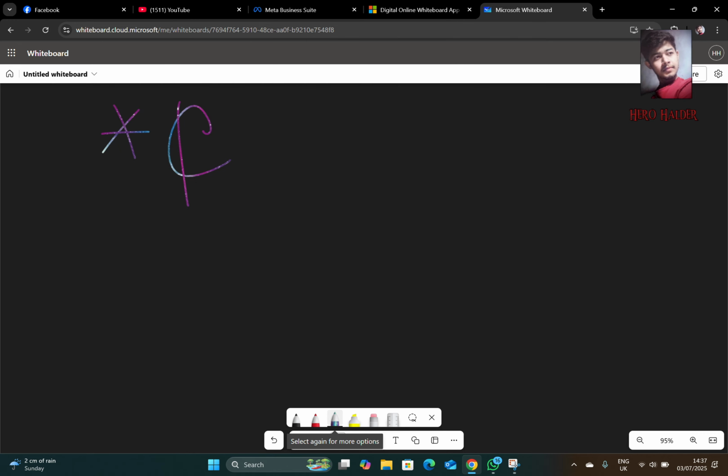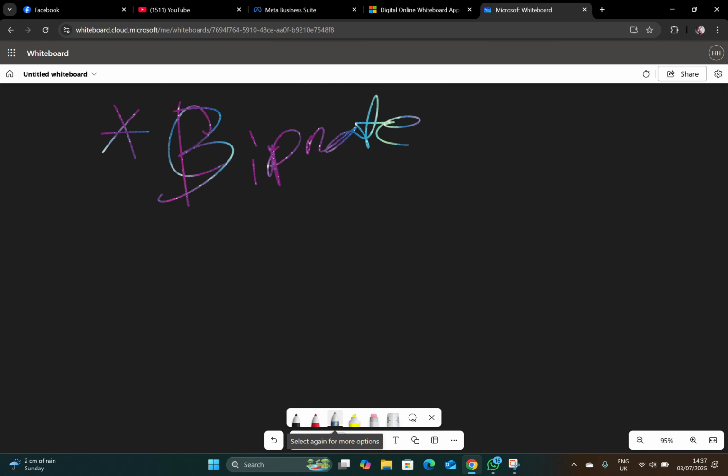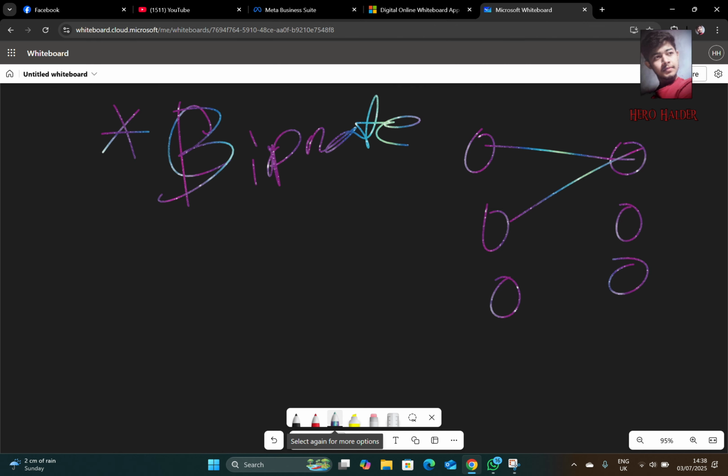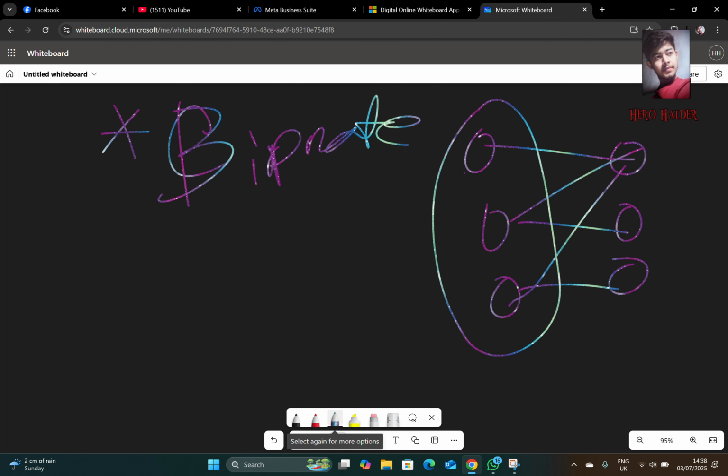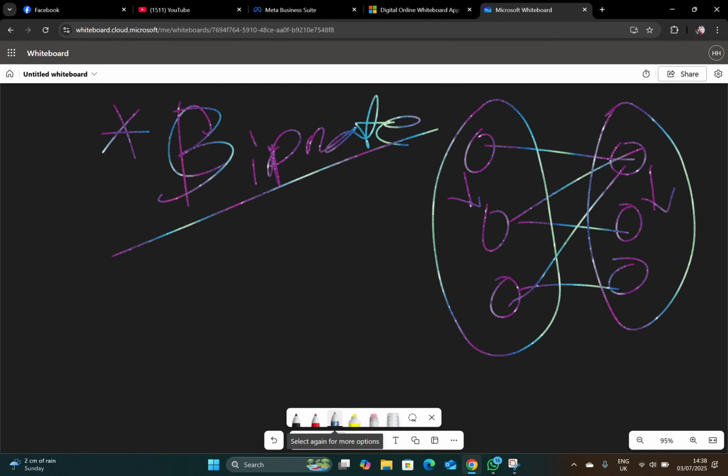And the third is the bipartite graph. A graph can be divided into two parts, and the same part has no inner edge. If a graph is divided into two parts and the same part has no inner connection, we can see the same part has no inner connection. It is called the bipartite graph.